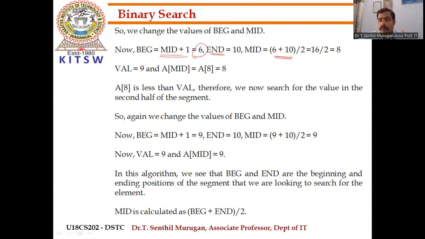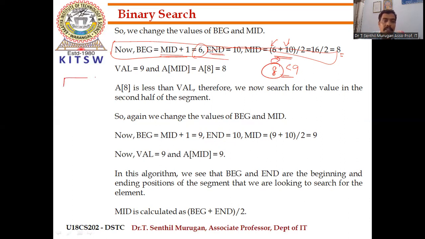So 6 plus 10. 6 is the beginning value for this portion and 10 is the last value of this portion. 16 by 2, 8. So A of 8 is the middle value of this particular calculation. In this particular calculation, the middle value is 8. So what happened? It will point to the 8. 8 is less than that number, 9. Okay. So what do we have to do? The right side of this 8 we have to check.